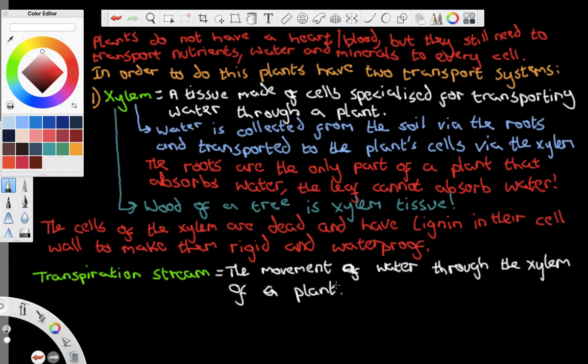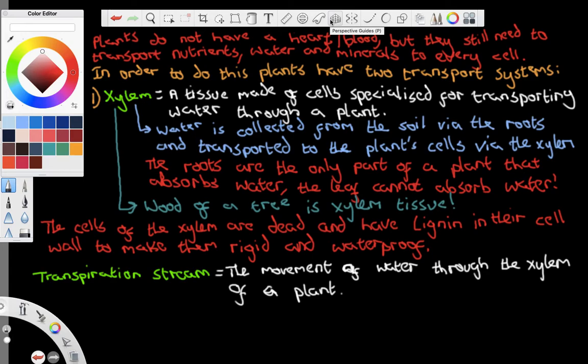So that's pretty much all we need to know for the xylem. Plants don't have a heart or blood, but they still need to transport nutrients, water and minerals to every cell. In order to do that, plants have two transport systems. The first one we've spoken about is the xylem. The xylem is a tissue made of cells specialised for transporting water through a plant. The water is collected from the soil via the roots and transported to the plant cells via the xylem.